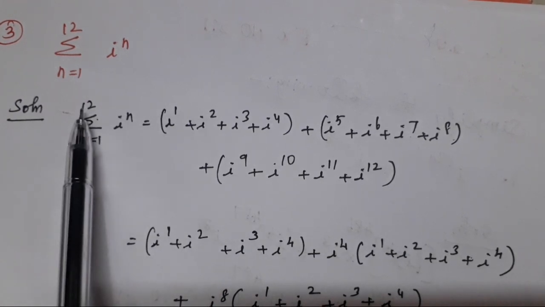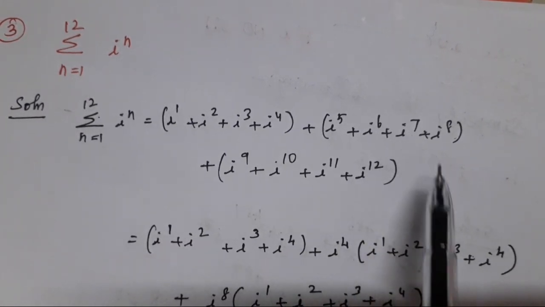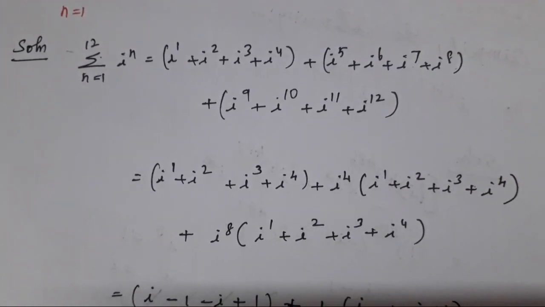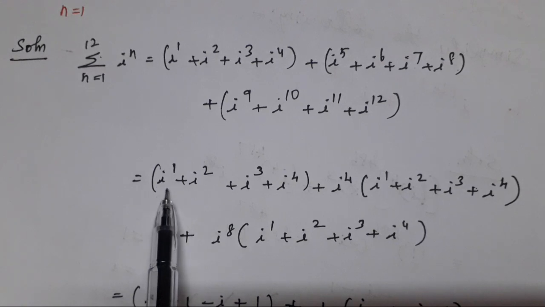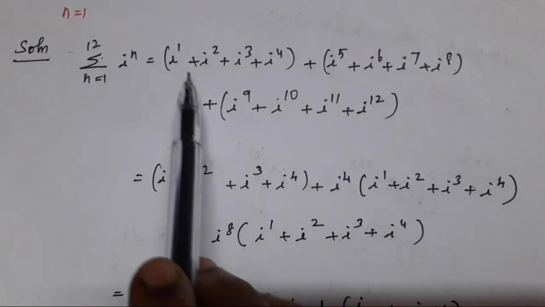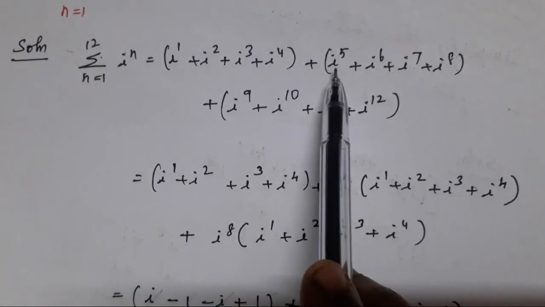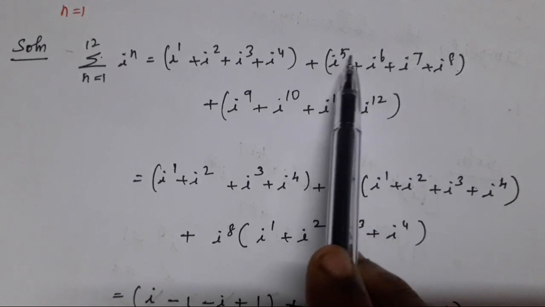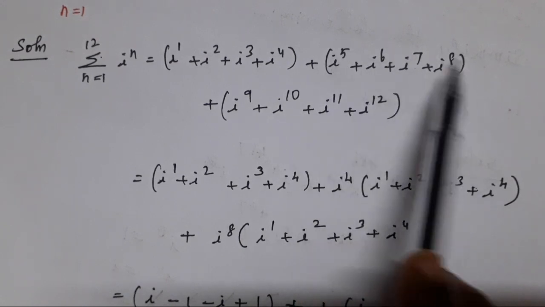n equal to 1 to 12 means how many terms are there? The power of i is 12 terms, plus i^9, i^10, i^11, i^12. So i^1 is nothing but i, i^2 is i square, i cube, i^4. The first term I write as itself. Here, i^5, i^6, i^7, i^8. Which is the smallest value? 5. Take one more value, the common value is i^4.